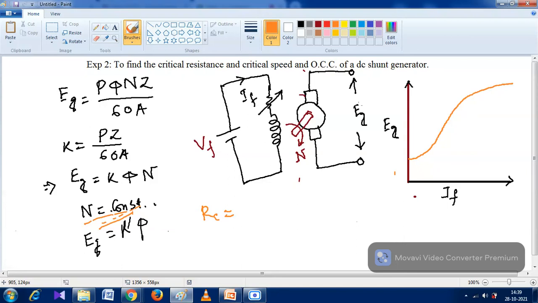Do you know what is critical resistance? It is the resistor at which the terminal voltage is... maximum field circuit resistance. First Monish tell, then Deepak will try. First Monish, tell me what is critical resistance? Sir, at which the terminal voltage is equal to the generated voltage.